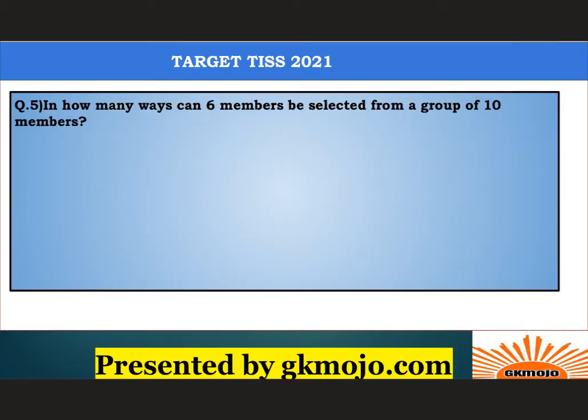This is a very basic and conceptual question, just a formula based question. In how many ways can 6 members be selected from a group of 10 members? Sometimes what they'll do in TISS is they'll give you a very straightforward formula based question, and you'll be thinking that is there any trick in this question, or am I forgetting something, or am I missing out on something? So this is the way such examinations play out. So 6 members to be selected from a group of 10 members. So basically the formula for this is nCr, right? Hence the correct answer over here will be 10C6. This is your correct answer.